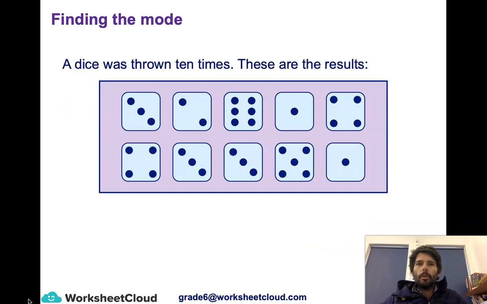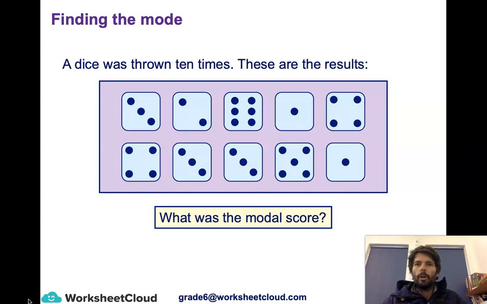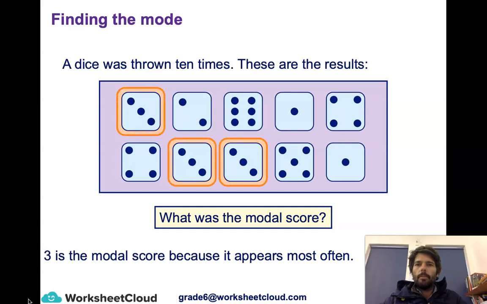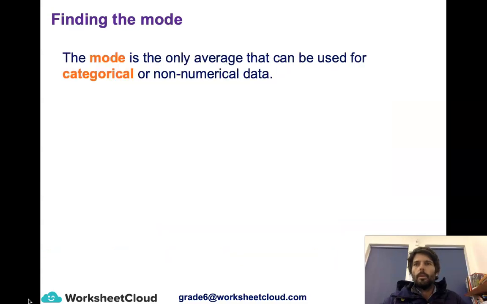A dice was thrown 10 times. These are the results. I would like you to take a few seconds and work out what the modal value is. So we look for the number that occurs the most often out of those 10 results, and you can see that the number 3 appears the most often, so therefore 3 is the modal score.